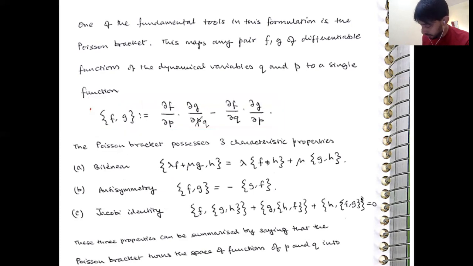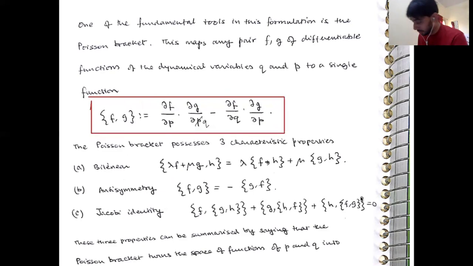All right, so this is not having the desired effect here. That's probably a little better, but anyway, that's the Poisson bracket. The important thing here is to notice that it has these characteristic properties.